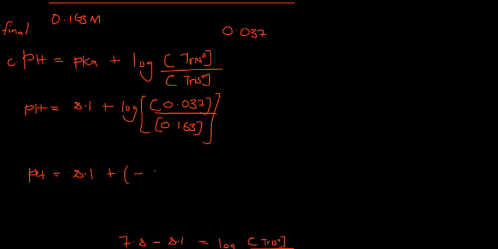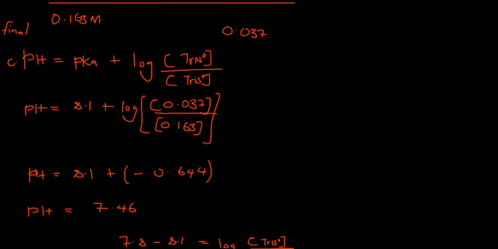which is negative 0.644. So you add that, you have a pH of 7.46. So the pH has decreased. At first it was 7.8. Now upon adding the proton, it reduced to 7.46. This is evident that we added the proton.